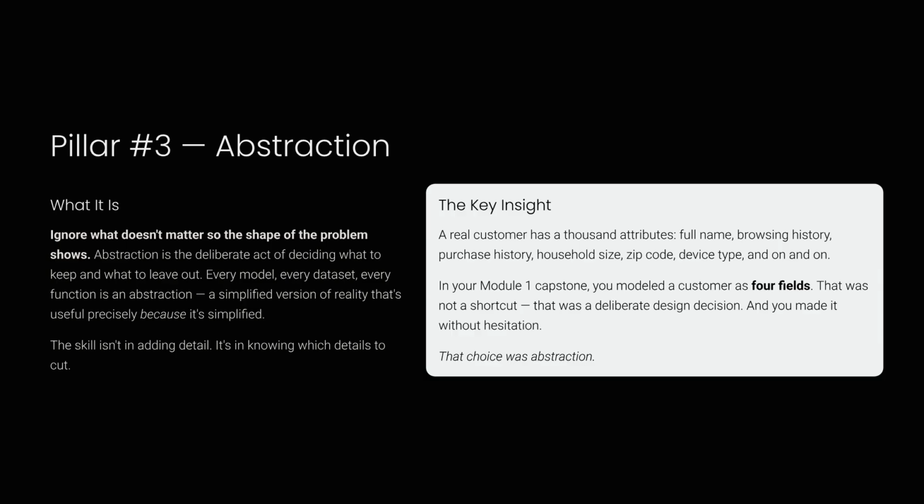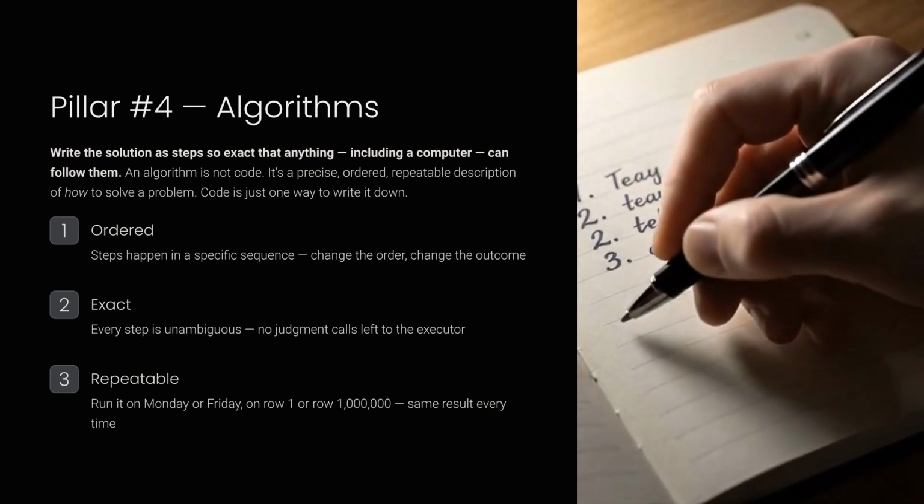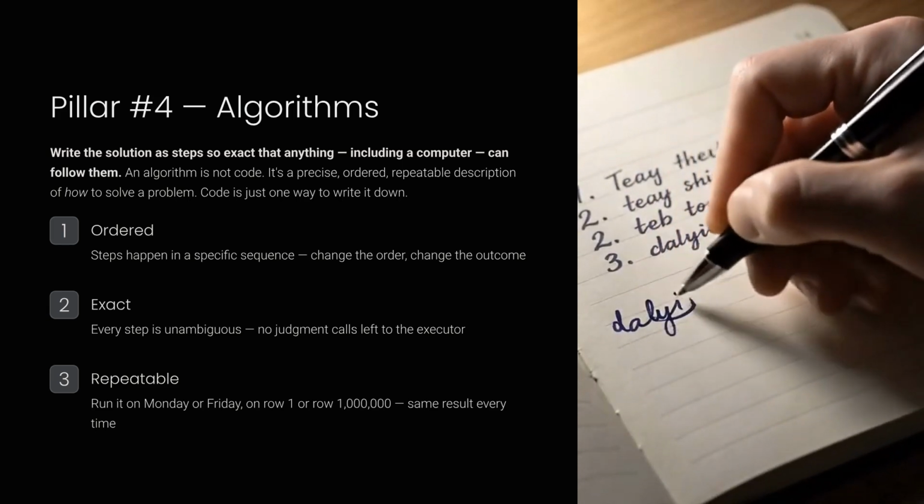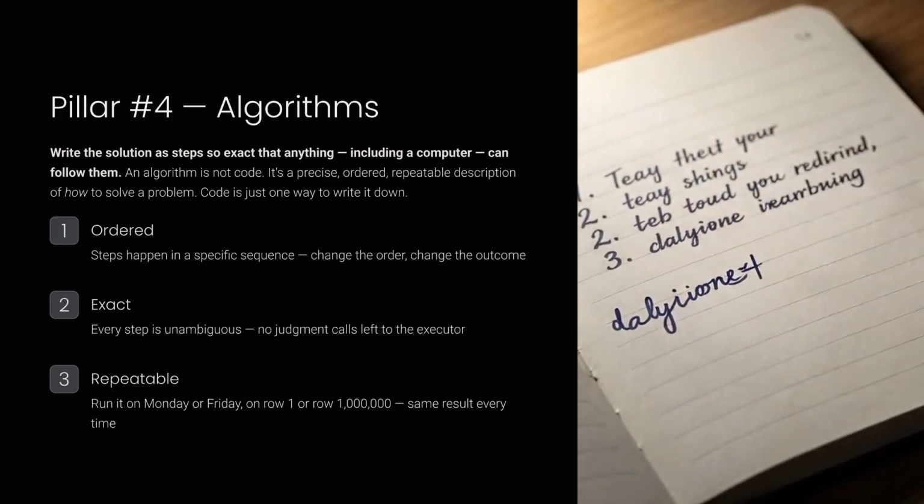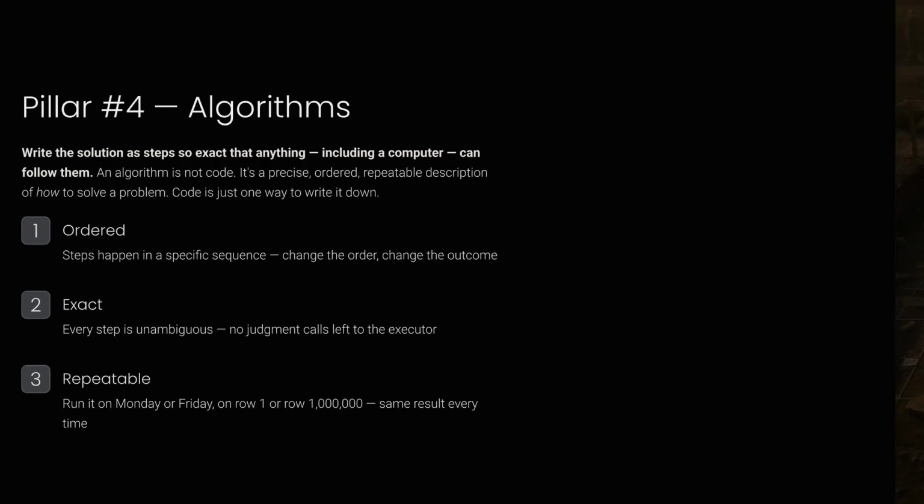Third is abstraction. This is the deliberate choice of which details to keep and which to cut. Models and functions are useful precisely because they simplify reality, allowing you to focus on the essential aspects. Finally, we have algorithms. These are precise, ordered, and repeatable steps to solve a problem. Whether you are using code or manual processes, an algorithm ensures your instructions are unambiguous and consistently effective.